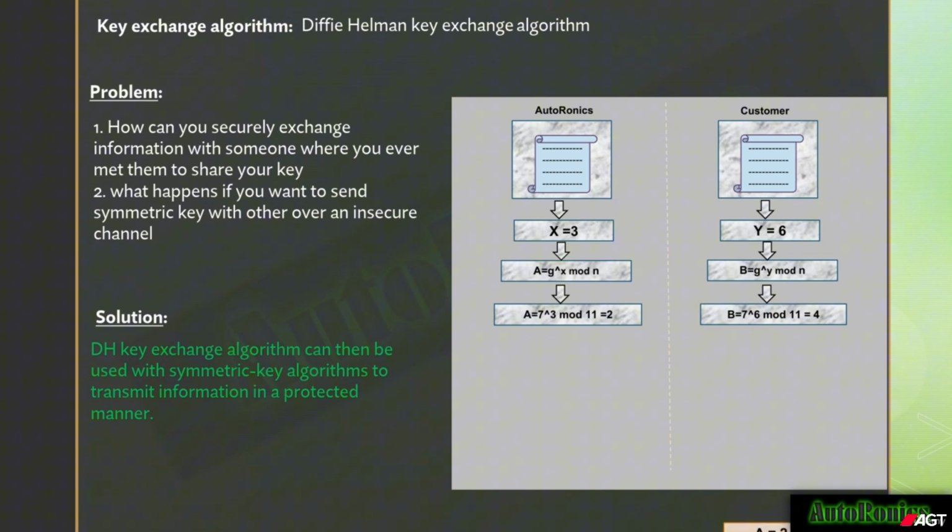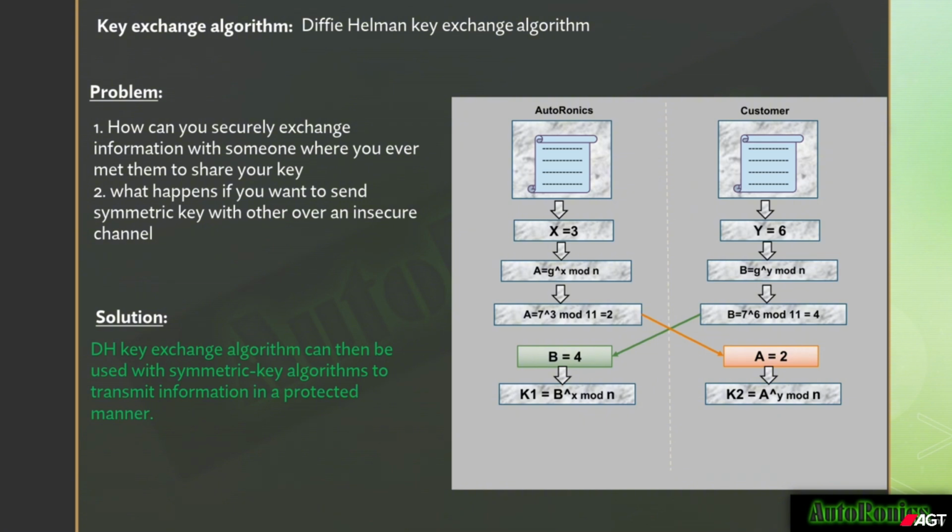So now Autronics will send the number A, which is equal to 2, to the customer, and the customer will send B, which is 4, to Autronics. So now again, we replace the base G with the secret number which both parties got from the other entity. So we replace G with B. So now B is 4, and in the case of the customer, it is replaced with A.